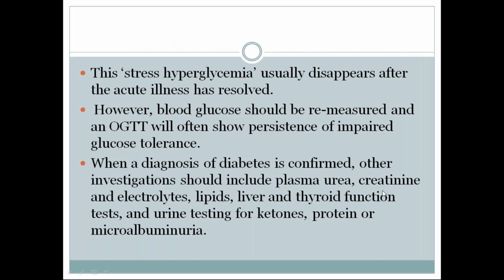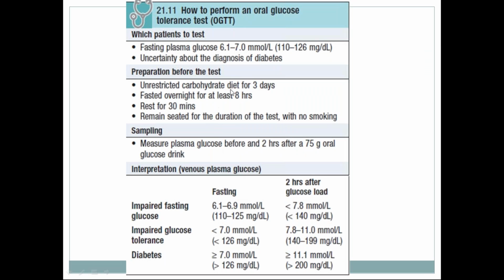Lipids should be measured, because most patients with diabetes will have hypertriglyceridemia. Liver and thyroid functions are measured to know the status of liver functioning. And urine testing for ketones, which are usually present when there are high sugar values. The chapter on diabetic ketoacidosis will be discussed in later chapters. Urine for protein and microalbumin is usually done to exclude any infections present in the urine.